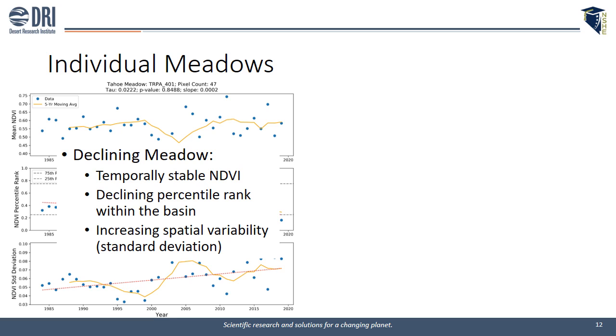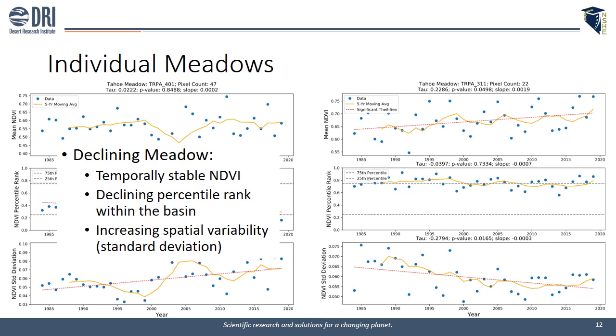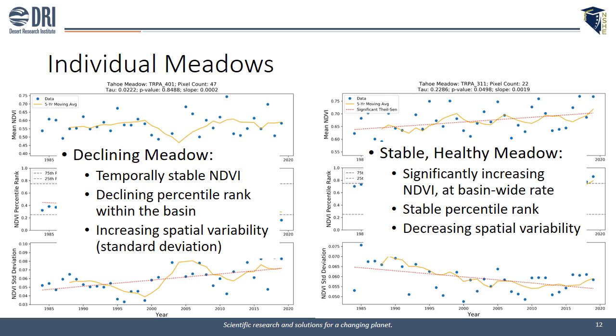It's declining in that percentile rank, and the increasing spatial variability is an indicator of a potential problem too. So we can contrast that with the plot on the right. On the right, you see that the observed NDVI is increasing at a statistically significant rate. You can see from that middle plot that it's keeping pace with its percentile rank. It's remaining pretty constant there. And in that bottom plot, the spatial variability is falling, indicating that as time goes by, that meadow is distributing water more and more evenly to the plants. And so what we see here is a stable, healthy meadow.